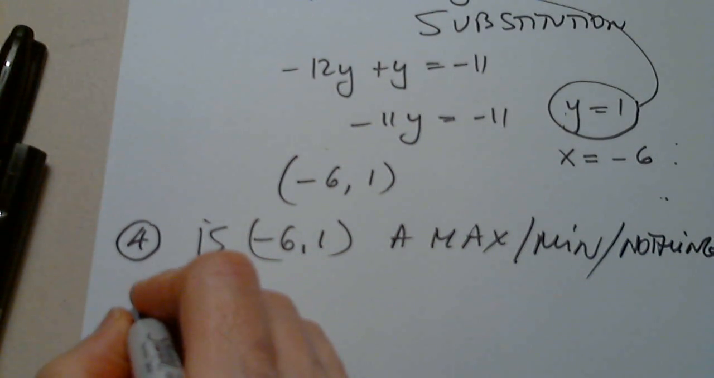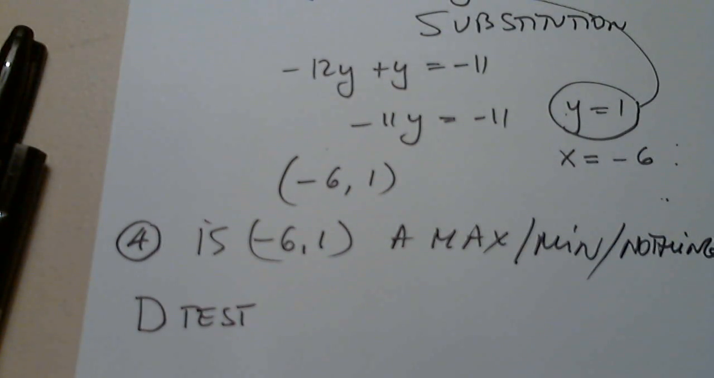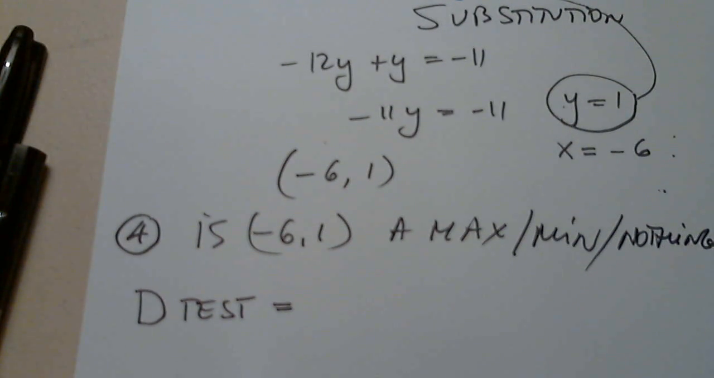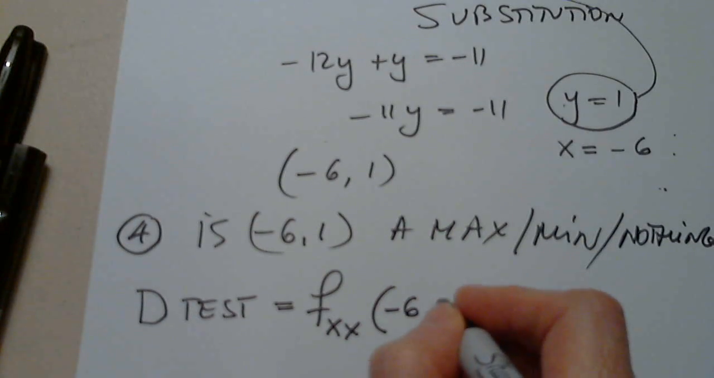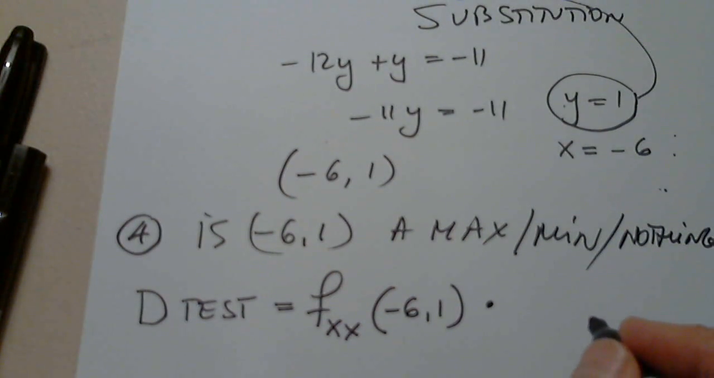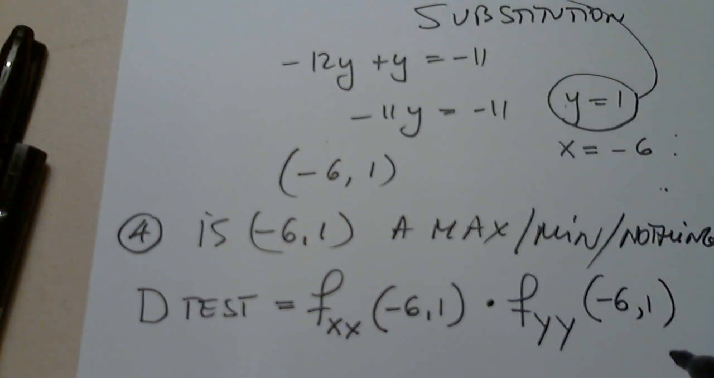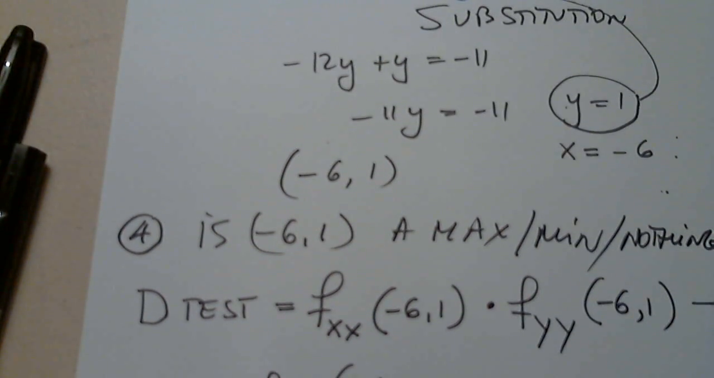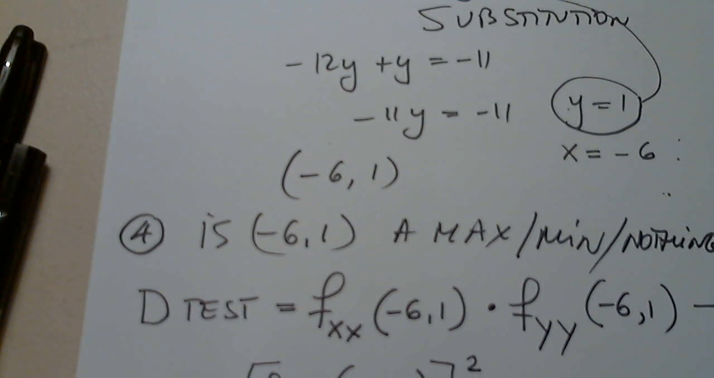We have to conduct something called a d-test. The d-test is the following. It is a number. We have to calculate this number. How do I calculate this number? fxx evaluated at negative 6, 1 times fyy evaluated at negative 6, comma 1 minus fxy evaluated at negative 6, comma 1 and squared. This will give us a number.